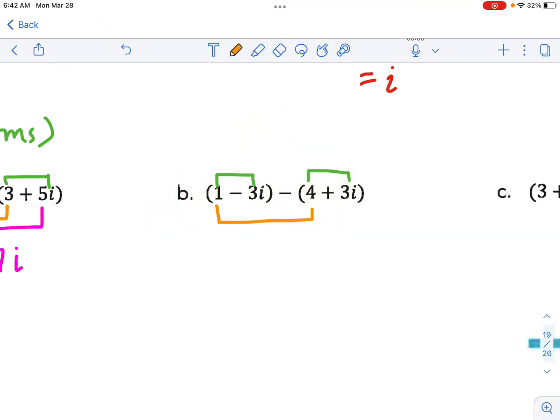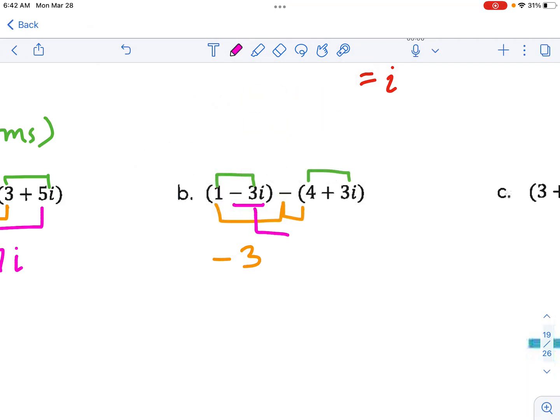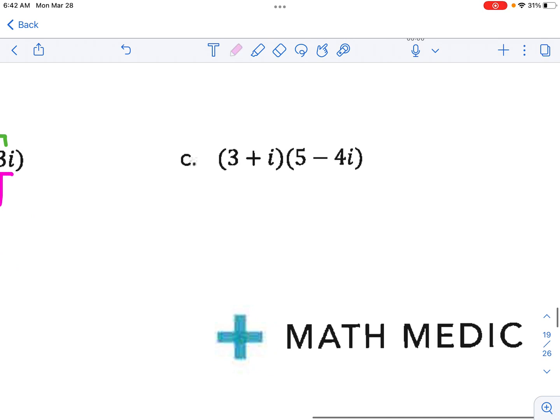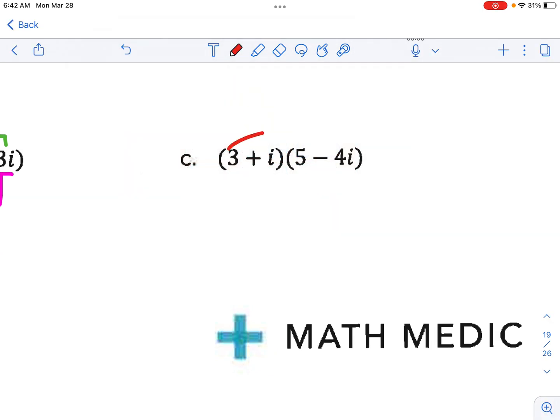So we'll take the real components. 1 minus 4 is -3. And minus 3i minus 3i is -6i. And then when we multiply, we're going to do our claw. We're just going to adapt that claw a little bit.